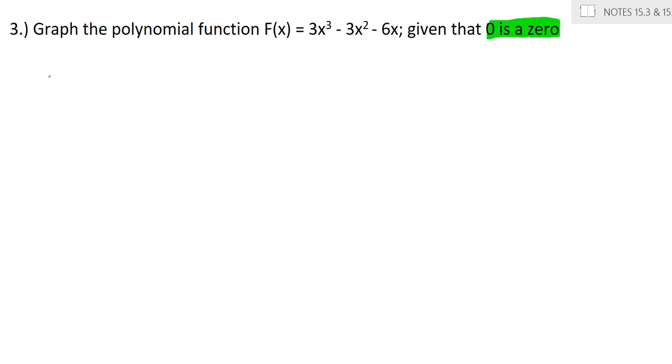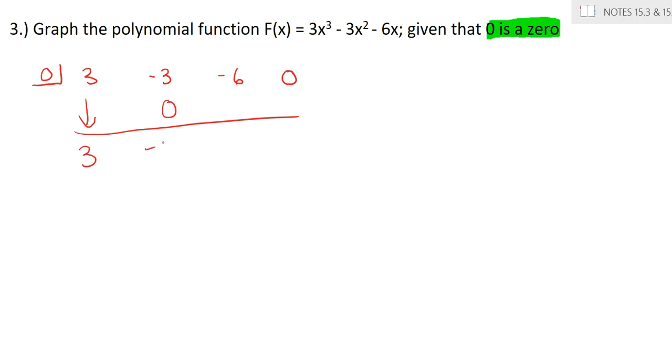I'm going to use synthetic division. And notice that I'm putting 0 there for the constant. And we're going to knock this down from degree of 3 to degree of 2. So 3x squared minus 3x minus 6. And from here, I'm going to try to find the solution.